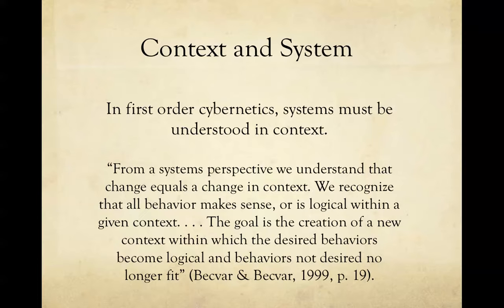So one of the first important ideas that comes out of a cybernetic systems theory and a cybernetics approach is that in first order cybernetics, systems must be understood in context. Now this, of course, is not new to you. We've talked about this in the previous weeks. Bekvar and Bekvar, the authors of one of your texts, have a pretty useful and articulate way of describing this. They say, from a systems perspective, we understand that change equals a change in context. We recognize that all behavior makes sense or is logical within a given context. The goal is the creation of a new context within which the desired behaviors become logical and behaviors not desired no longer fit. So take a look at the second sentence there after the ellipsis. The goal is the creation of a new context. And in that context, the desired behaviors become logical and behaviors that are not desired no longer fit.